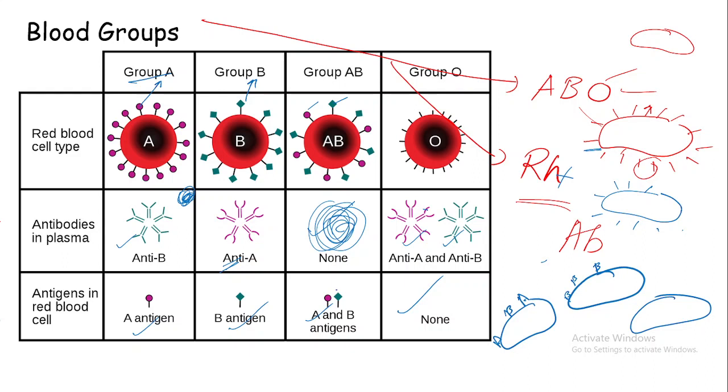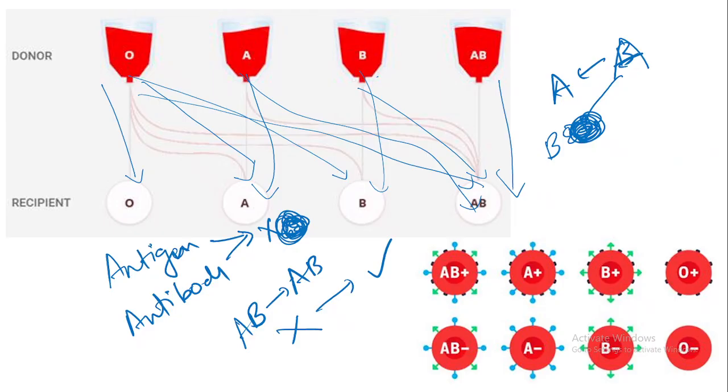ABO is with respect to the presence of an antigen on the surface of the RBC, and presence or absence of that. Whichever antigen is present, its opposite antibody is seen in the blood. Suppose A antigen is there, then B antibody is in the plasma. If B antigen is there, A antibody is in the plasma. If AB antigens are there, no antibodies are in the plasma. If no antigens are there on the RBC, then both the antibodies are found in the plasma. Who can donate blood to whom is also seen here.